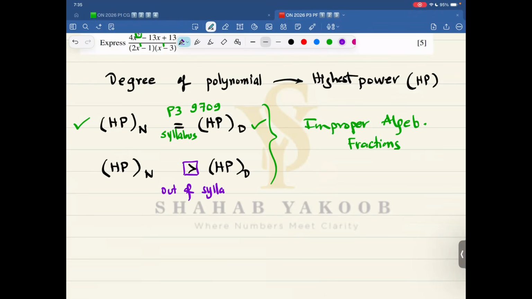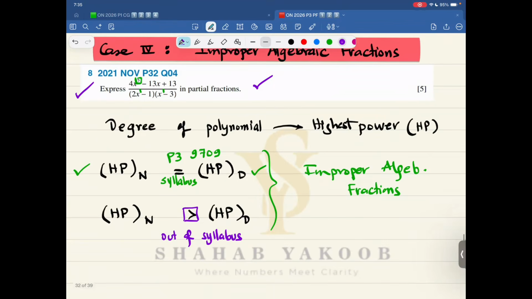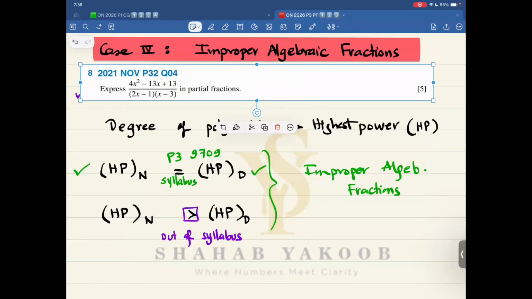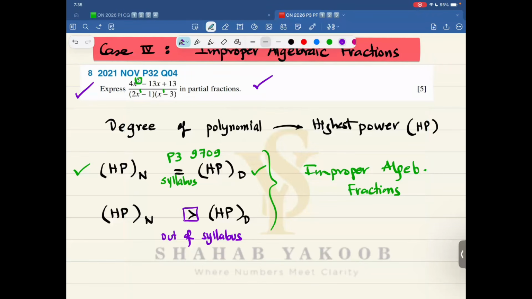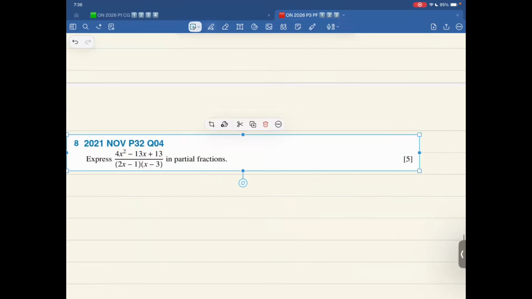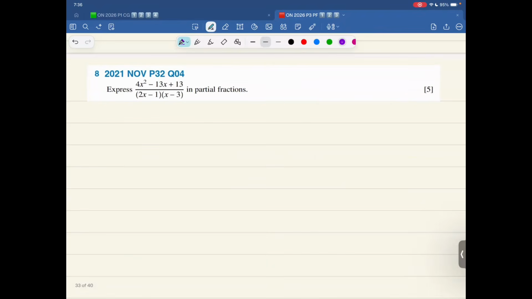So all our questions will be based on such things in which the highest power of numerator equals the highest power of denominator. So we have 4x squared minus 13x plus 13. Let me copy this, go to the next page, paste it over here and let's work it out.